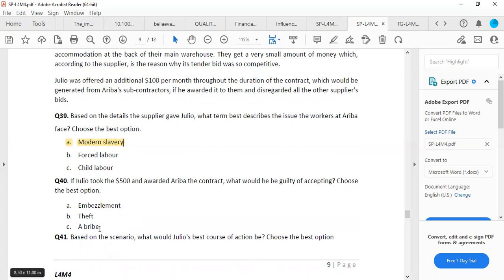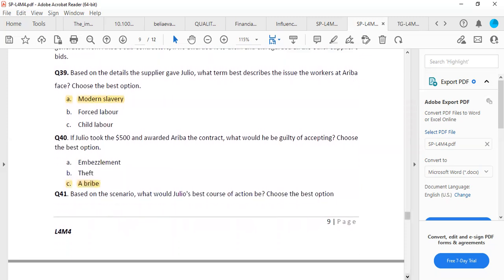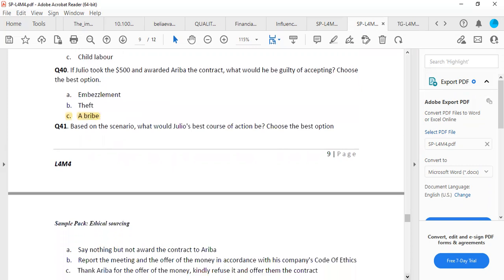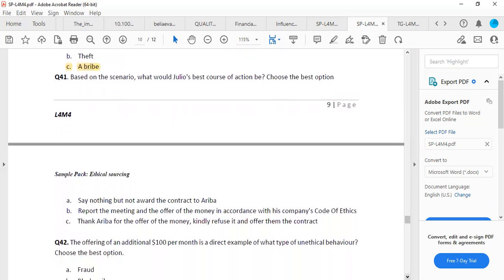If Julio took the $500 and awarded Ariba the contract, what would he be guilty of accepting? A bribe.